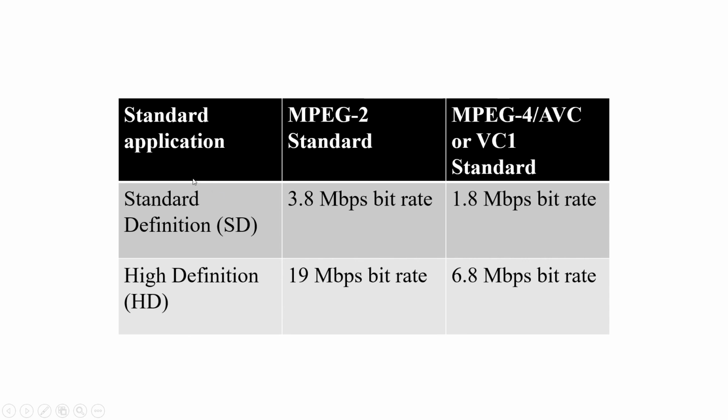Now standard applications: MPEG-2 and MPEG-4. These are joint ventures by both committees, ISO and ITU. Standard definition needs 3.8 megabits per second in MPEG-2; in MPEG-4 it is 1.8 megabits per second. So you need lesser bandwidth in MPEG-4. High definition needs 19 megabits per second in MPEG-2, and in MPEG-4 it is 6.8 megabits per second. So you can compare how much compression you can get with MPEG-4.